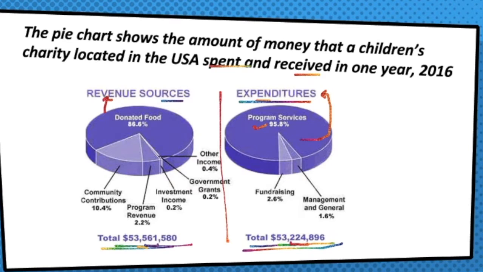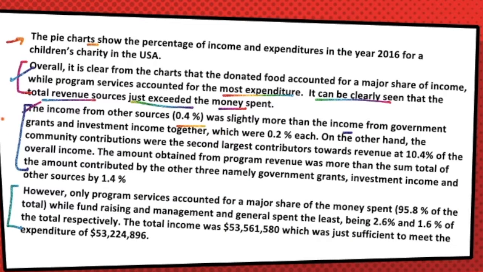We can either divide it, one para to do the revenue and one para to do the expenditure, or we can talk about the majority in one para and minority in the other para, right? Both of the comparisons can be made. So it is talking about revenue in this and this is expenditure. It says the income from other sources 0.4 was slightly more than the income from government grants and investment income together, which were 0.2% each.